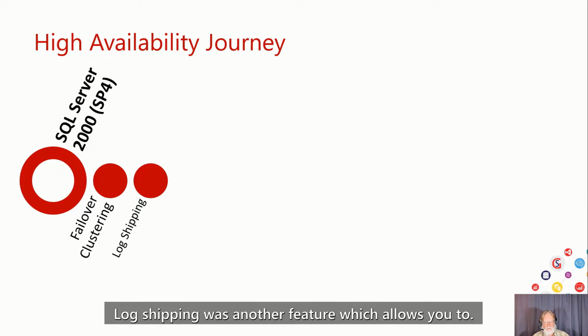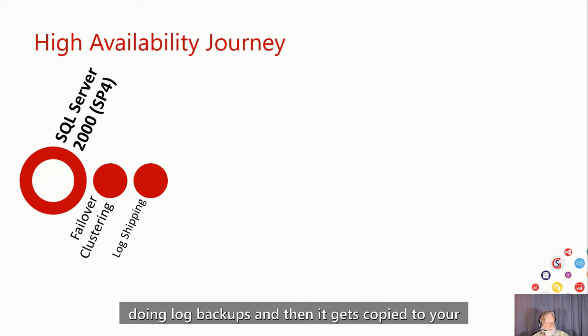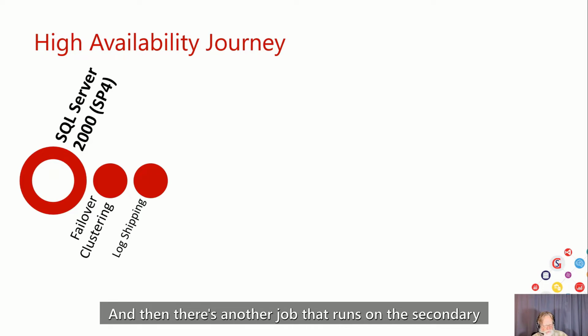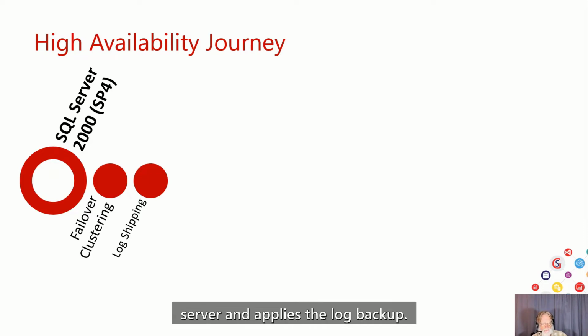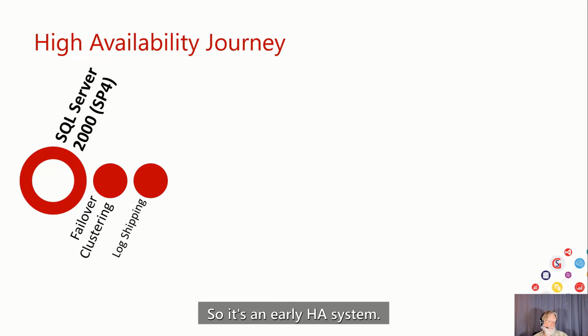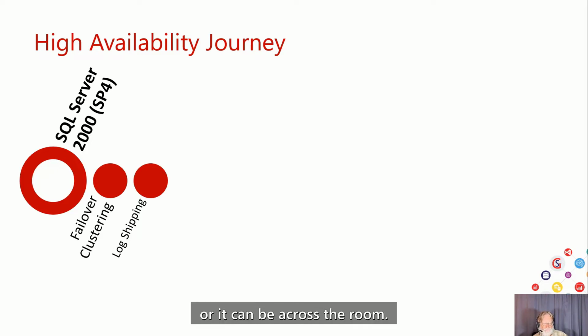Log shipping was another feature. It's an automated system of log backup jobs, agent jobs doing log backups, and then it gets copied to your secondary server, and then there's another job that runs on the secondary server and applies the log backup, does a log restore with no recovery, so it maintains a database that's in recovering state on your secondary server, and it gets kept up to date within the granularity of however often your log shipping cycle is. So it's an early HA system, and it does give you some amount of DR because that log shipping secondary can be in a remote location if you want, or it can be across the room.